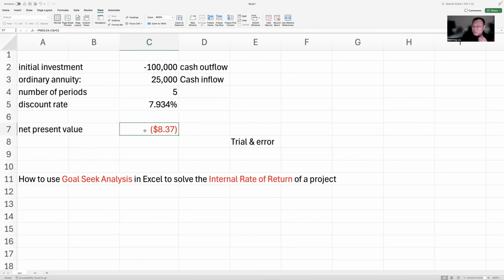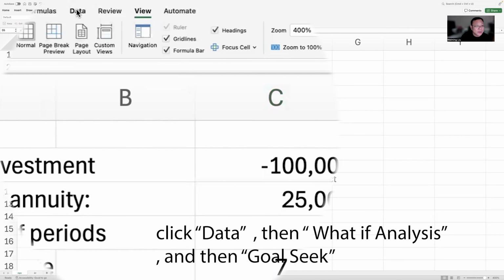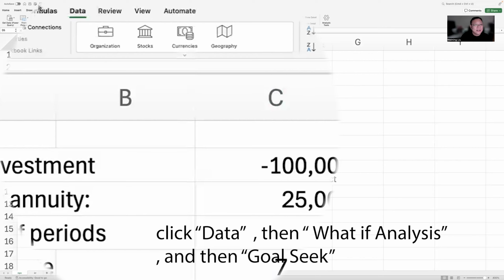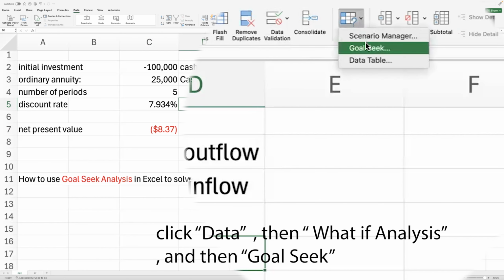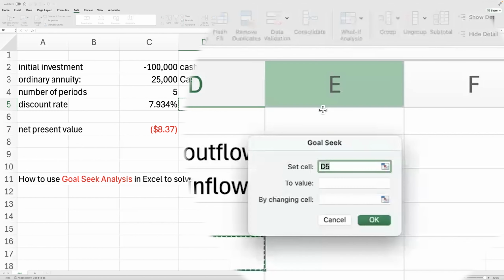So what would be an easy way to do this, okay? We want this net present value cell to be 0, and we want to change that discount rate. So let's take a look at how to use goal-seek analysis to do this calculation. You click Data, and then you move to What-If Analysis, and then you click Goal Seek, okay?